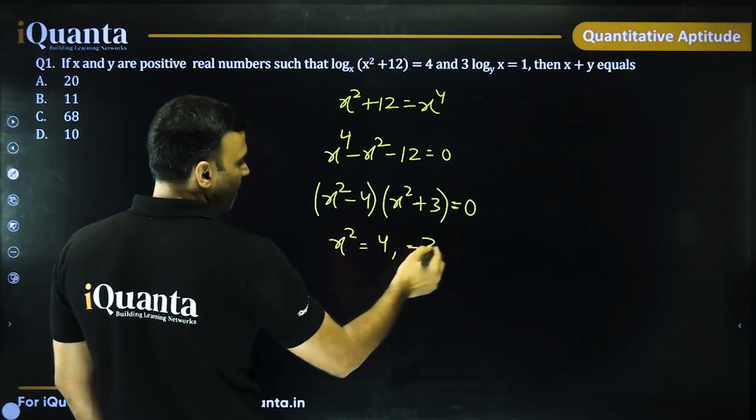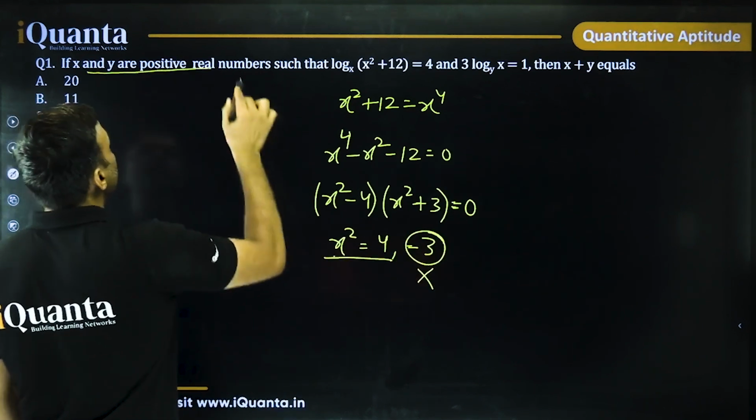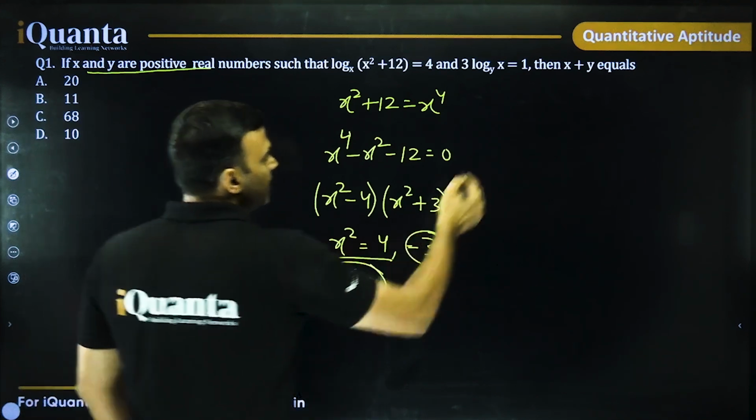But x square cannot be negative, so this is ruled out. So we have x square is equal to 4. And second, it says x and y are positive real numbers, so x has to be equal to 2. We will not take minus 2. Okay. Remove the log from here also.